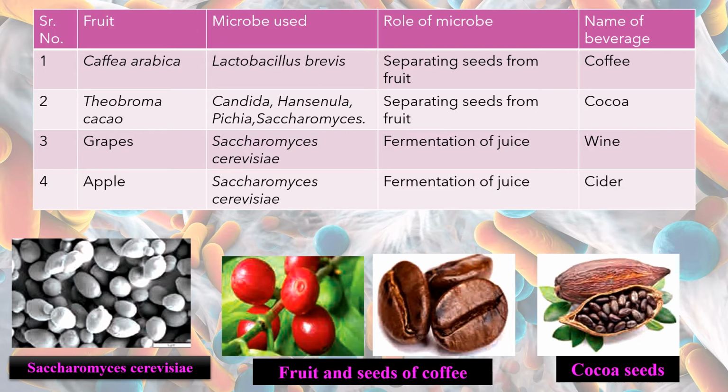You have grapes, fruit. ठीक है, उसे इसके अंदर माइक्रोब यूज किया जाता है, ग्रेप्स और एप्पल दोनों को. Saccharomyces cerevisiae, that is yeast, is used as a microbe in order to ferment and form a juice. Fermentation of juice is done, which gives you wine in case of grapes, and in case of apple, you get apple cider vinegar. Okay, so this is an example in the picture given below. This is how the Saccharomyces cerevisiae looks like. The fruit and the seed of coffee are shown, and the cocoa seeds are shown. Okay, so I hope this is clear.